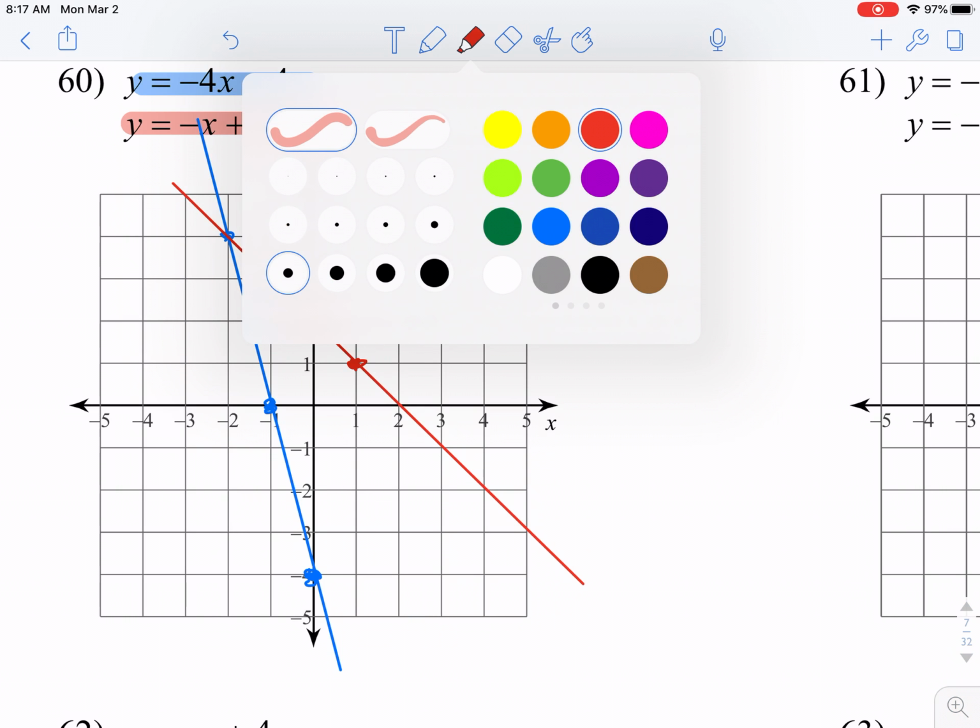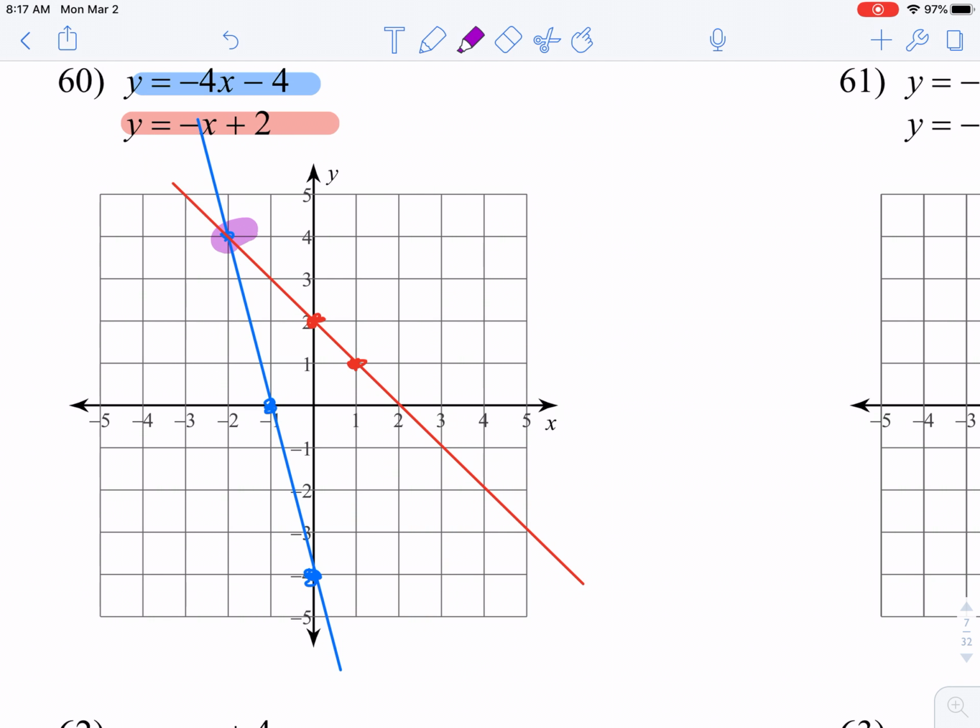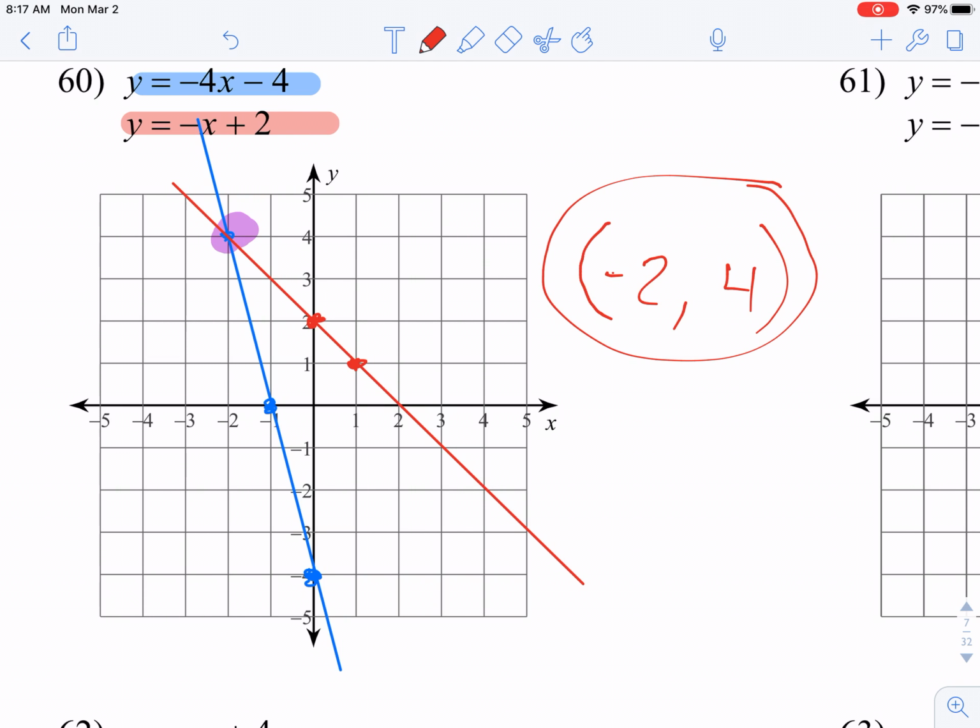Where they cross at is called the solution to the system. And so the answer that you're looking for is the ordered pair at which they cross. So they cross at -2 and +4. So this is your answer here for your solution.